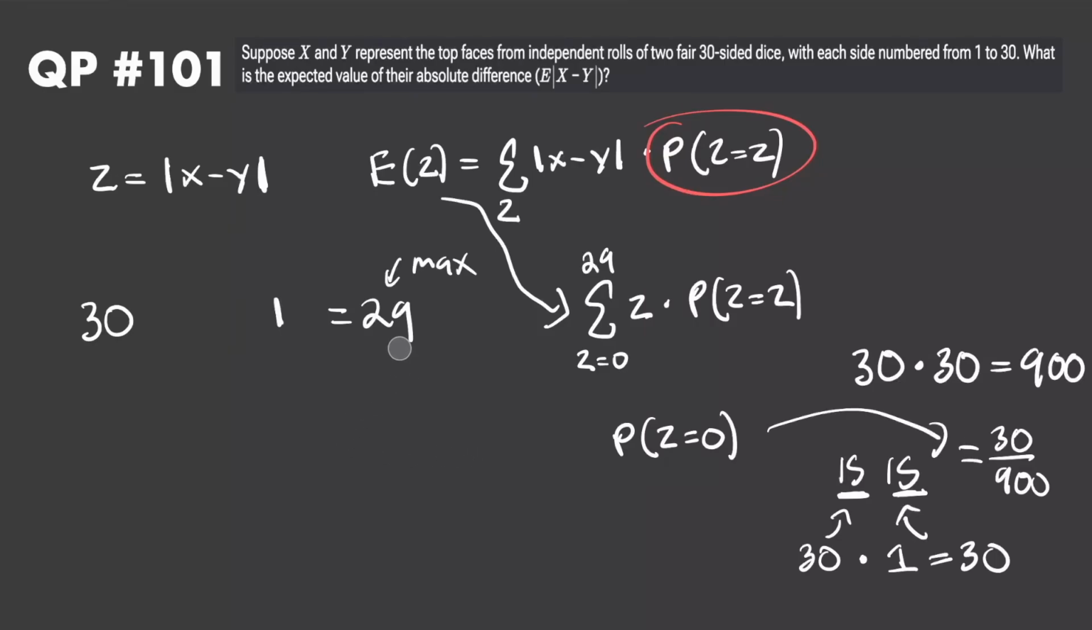Now let me just erase this and let's look at the probability that z is equal to 1 and try to find some type of pattern. Well, if I want z equal to 1, that means the numbers are 1 apart.